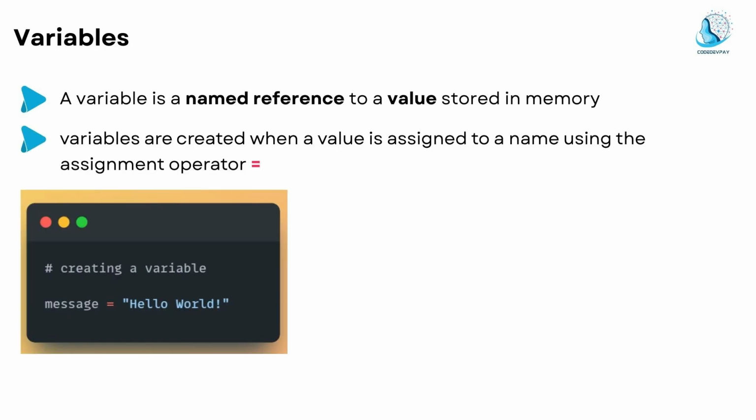Let's look at variables. A variable is a named reference to a value stored in memory. In simple terms, variables are containers which we use to store data in our memory. Variables are created when a value is assigned to a name using an assignment operator. The assignment operator here is the equal sign. In the example, we are creating a variable called message. The message here is the container in our system memory. We are going to store the text hello world inside the message variable. So we have message equals hello world.